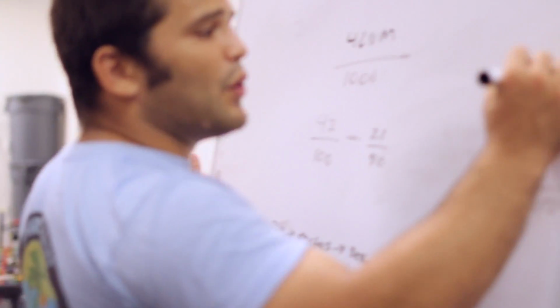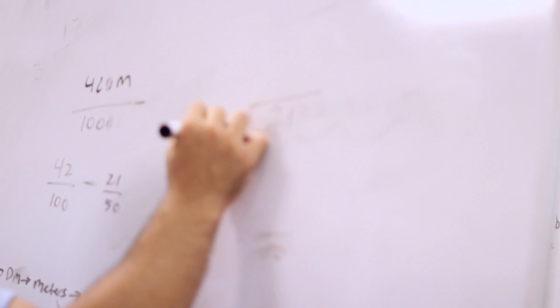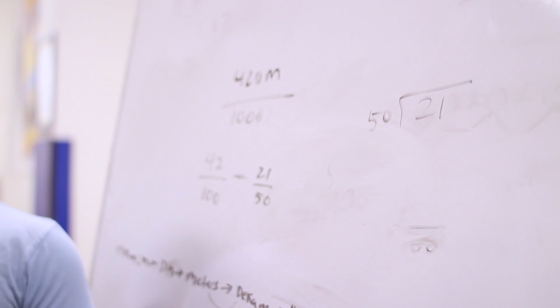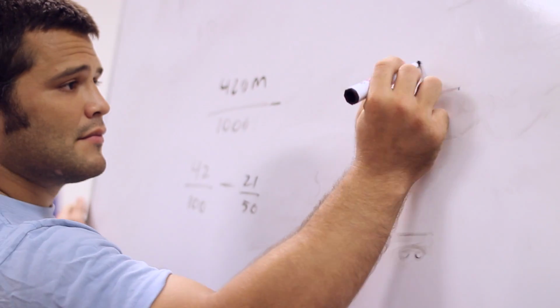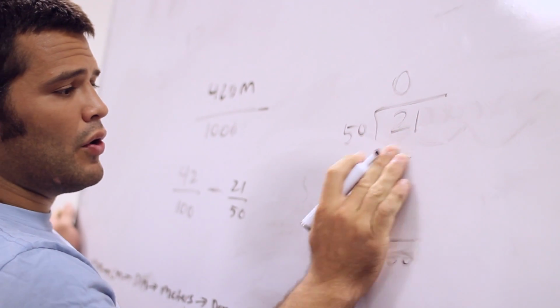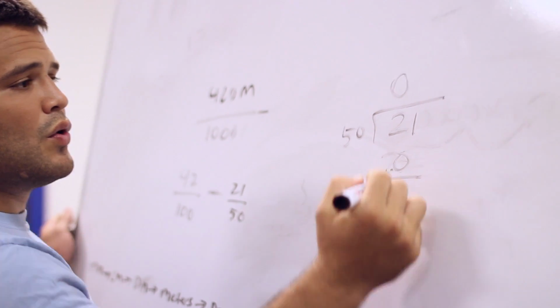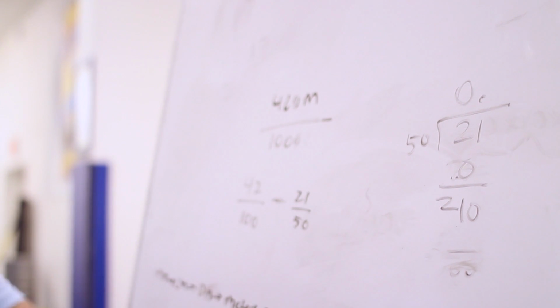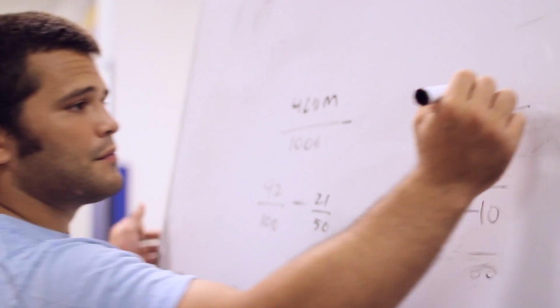Let's divide 21 divided by 50. What number times 50 gives me 21? 0. 0, right? I bring the 21 down. Put the dot. Borrow the other 0. What number times 50 gives me 210? 4. 4.